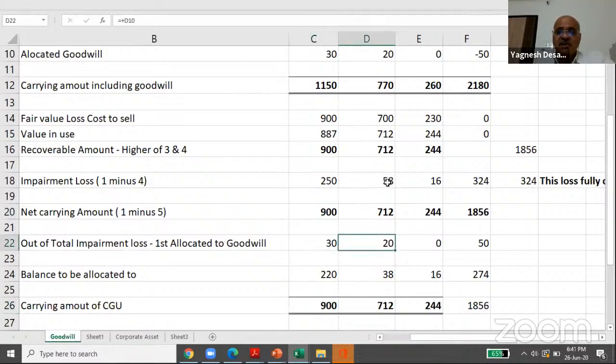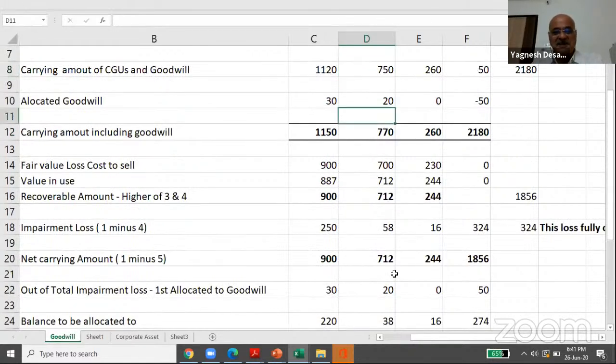My loss कितना है? 58. जिसमें से 20 मैंने गुडविल को डेबिट कर दिया, रहता है 38 only. Now this 38 I have to reduce from my carrying value, not this, but this. Because we know this is inclusive of goodwill, and goodwill को तो हमने कट कर दिया. उसके पश्चात जो मेरा लॉस है वो केवल 38 का है. So 750 minus 38. Yes sir, we got 712.